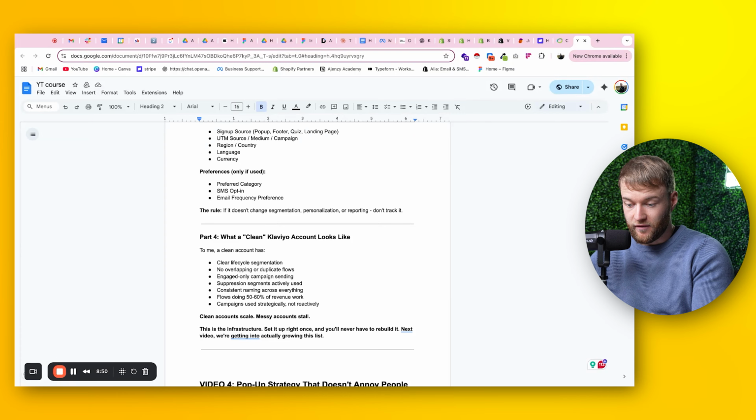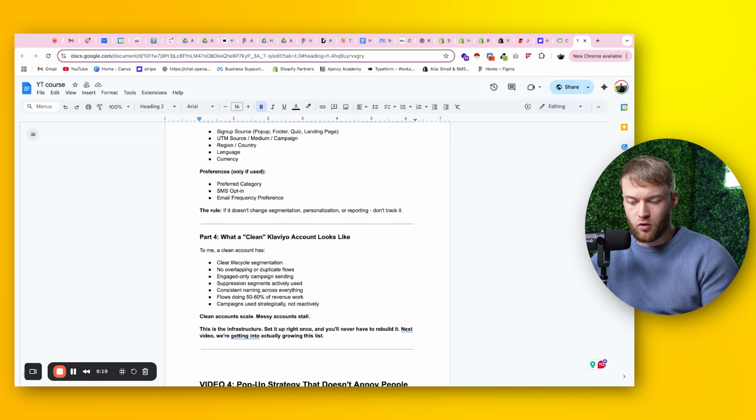Okay, so finally, I'm going to show you what a clean Klaviyo account would look like to me. So you'd have clear lifecycle segmentation. You would have no overlapping or duplicate flows. You're going to have engaged only campaign sending. You're going to have suppression segments that are actively used. Consistent naming across everything is another important one. People build out Klaviyo accounts across years. Things get lost. People don't name stuff correctly. So make sure you're naming everything that you're doing.